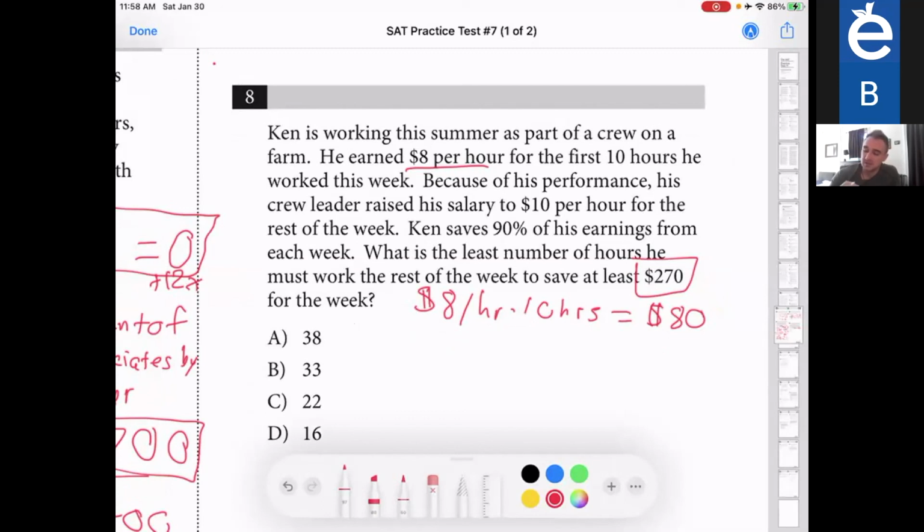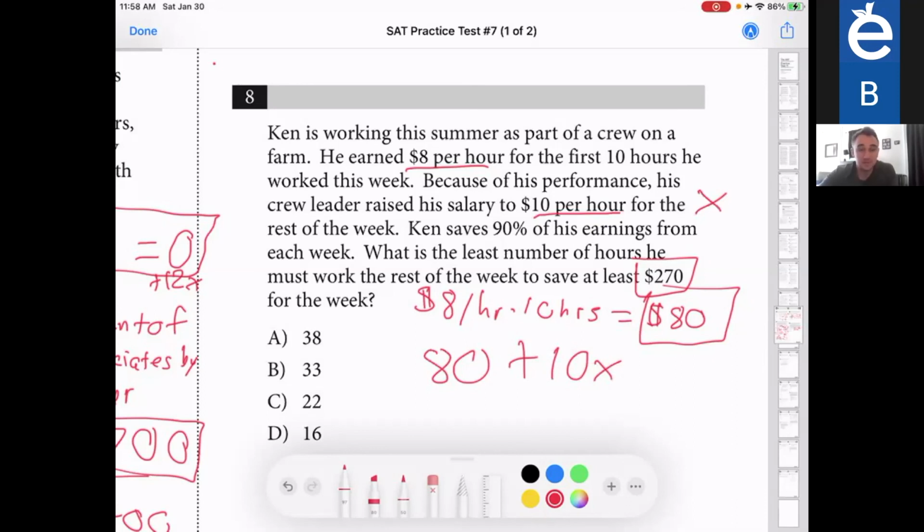So let's make an equation for the sum total of how much money he can derive from his work. So we have this $80. That's kind of set, right? We know he's clearly going to exceed 10 hours of work. So we have $80 plus $10 per hour for each hour for the rest of the week beyond that first 10 hours. So it's going to be $10 times X, where X is the number of hours beyond those 10 hours. So we have $80 plus 10X.